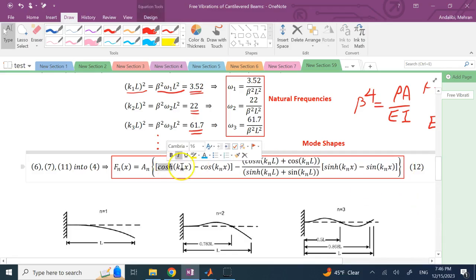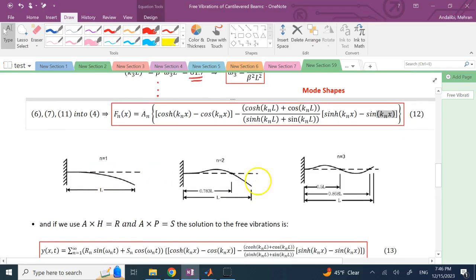Here you have cosine hyperbolic, you have cosine function, you have this whole constant number, and then you have sine hyperbolic and sine of x. So you have all 4 functions in the mode shape. So mode shapes are more complicated. And if you look here, 3 of the mode shapes are drawn for you. This is for the first mode shape.